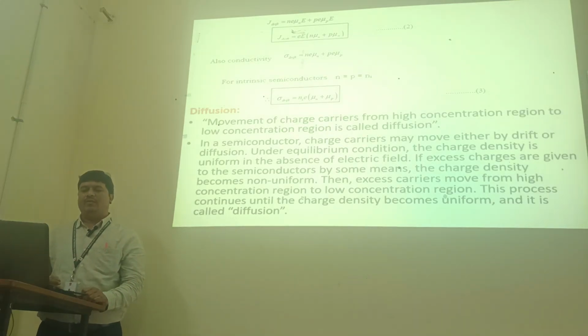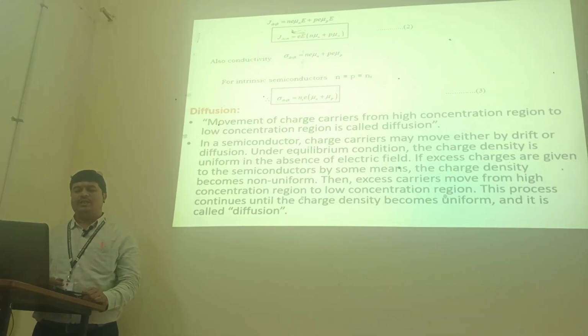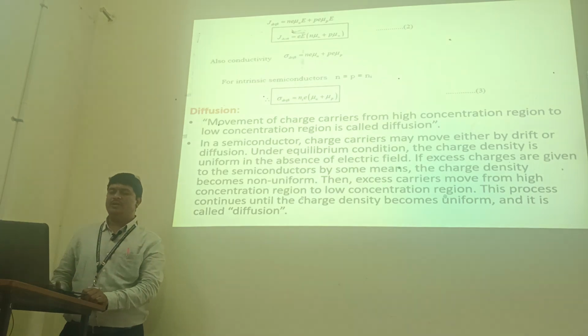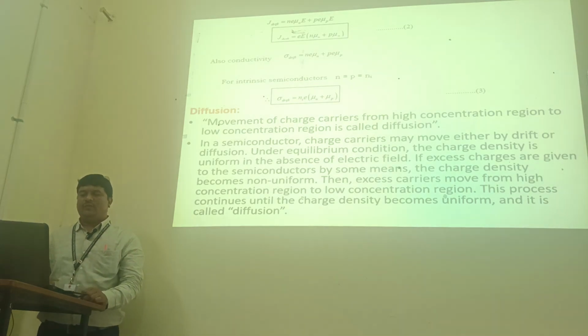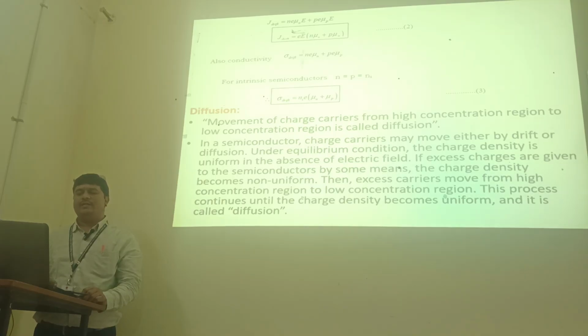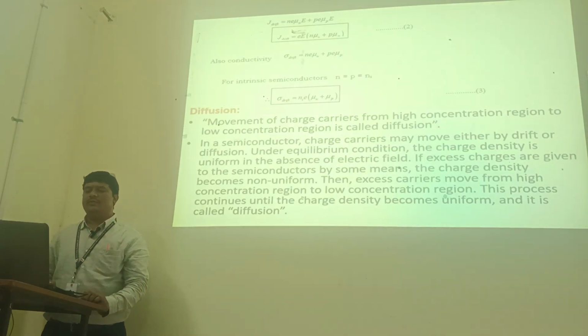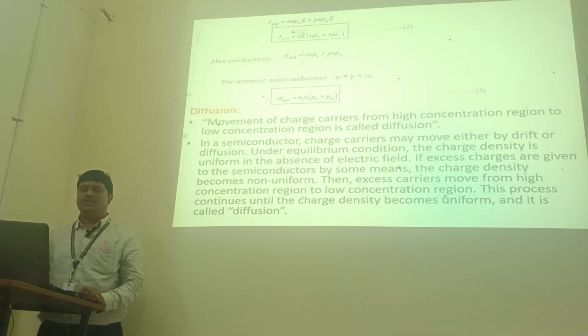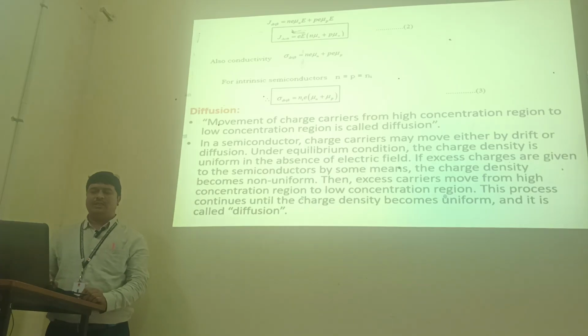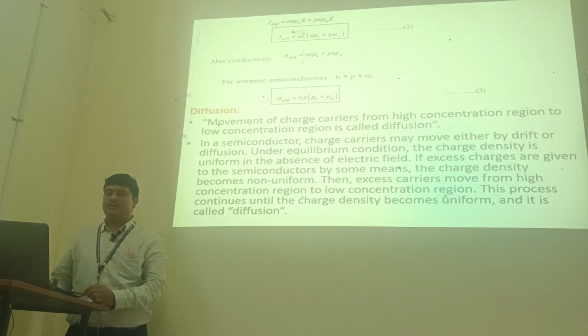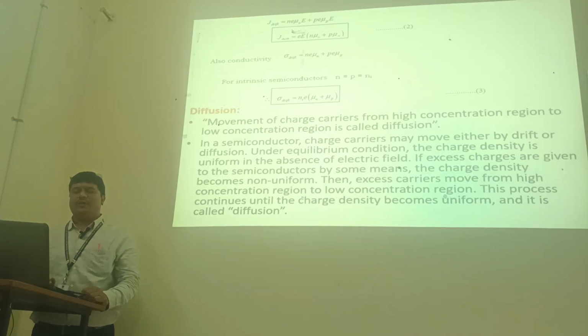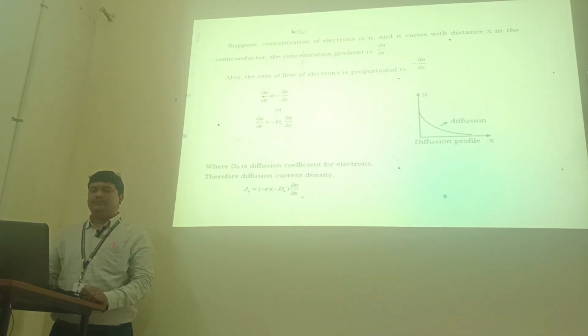Under equilibrium condition, the charge density is uniform in the absence of an electric field. If excess charges are given to the semiconductor by some means, the charge density becomes non-uniform. Then excess carriers move from the higher concentration region to the lower concentration region. This process continues until the charge density becomes uniform, and it is called diffusion.